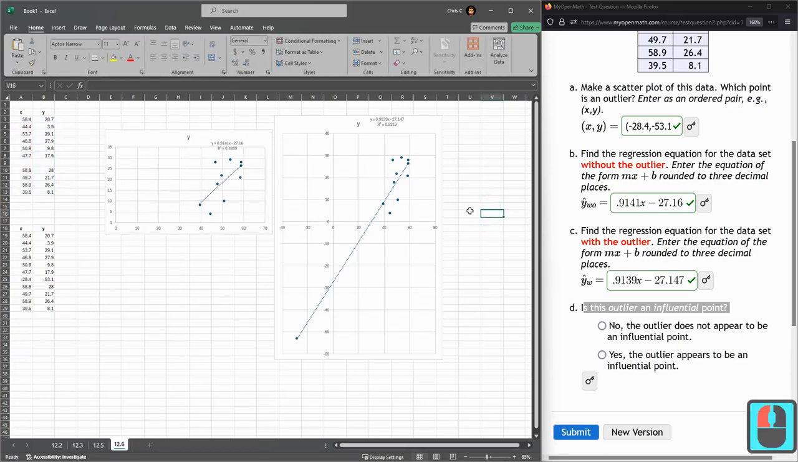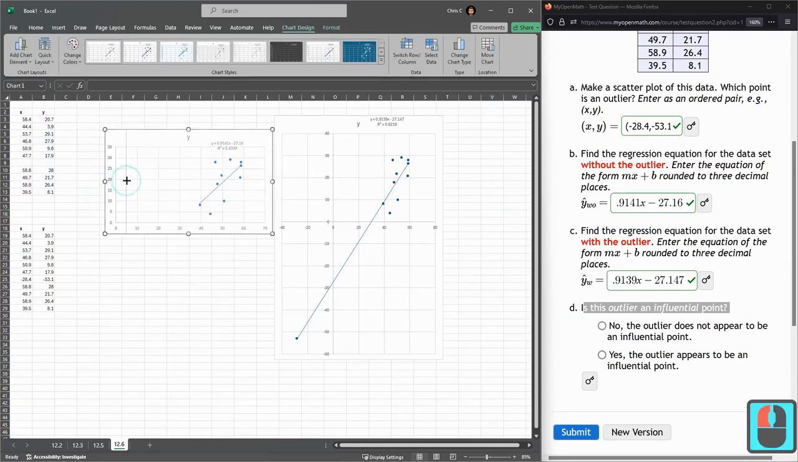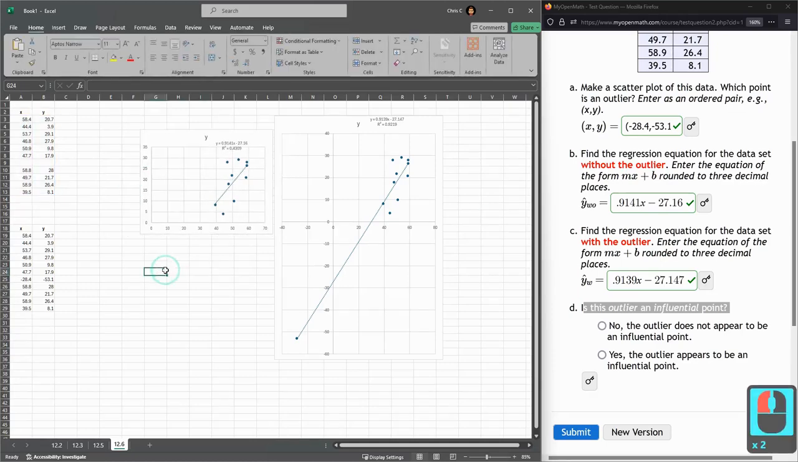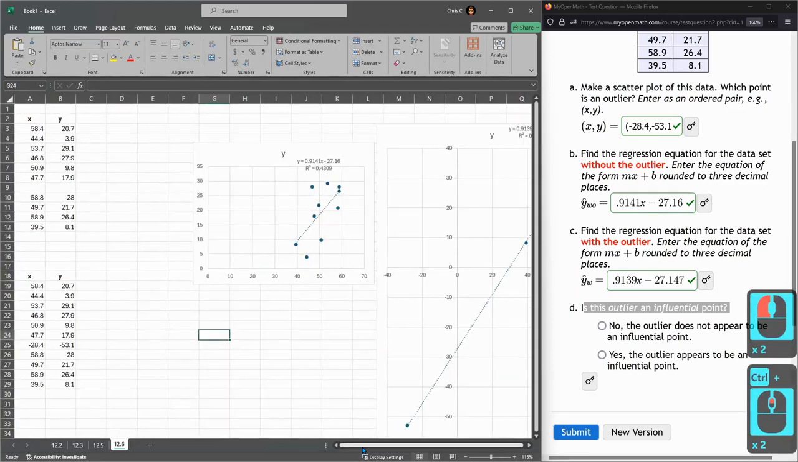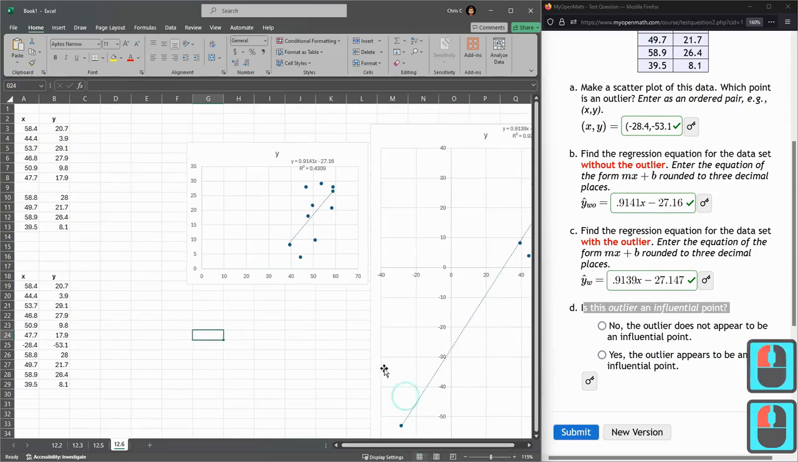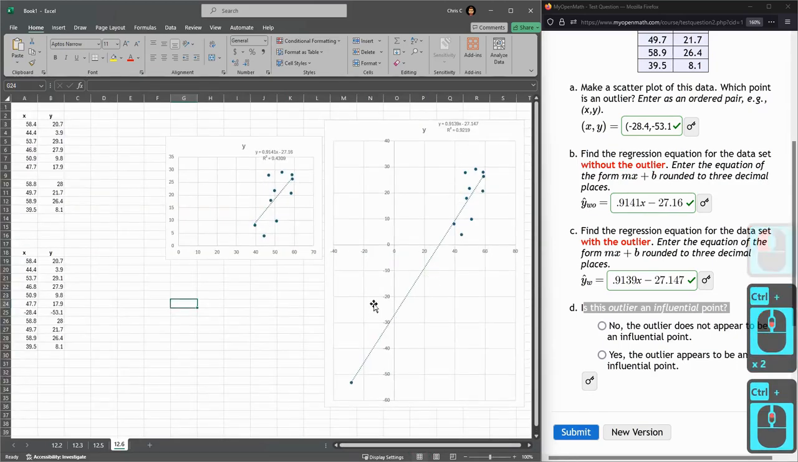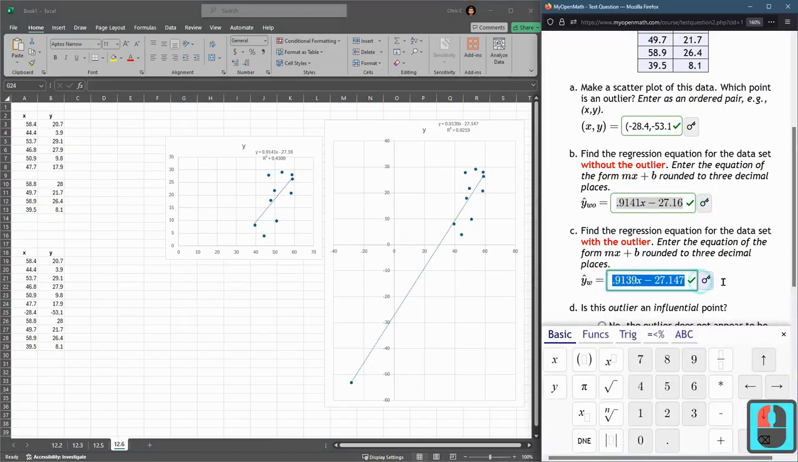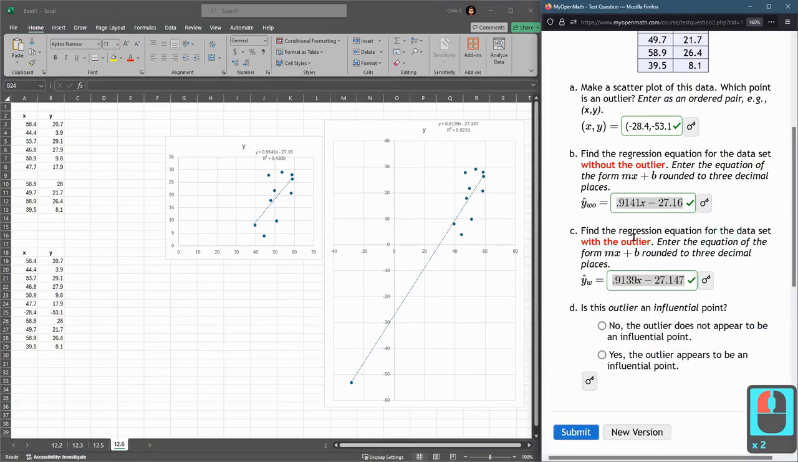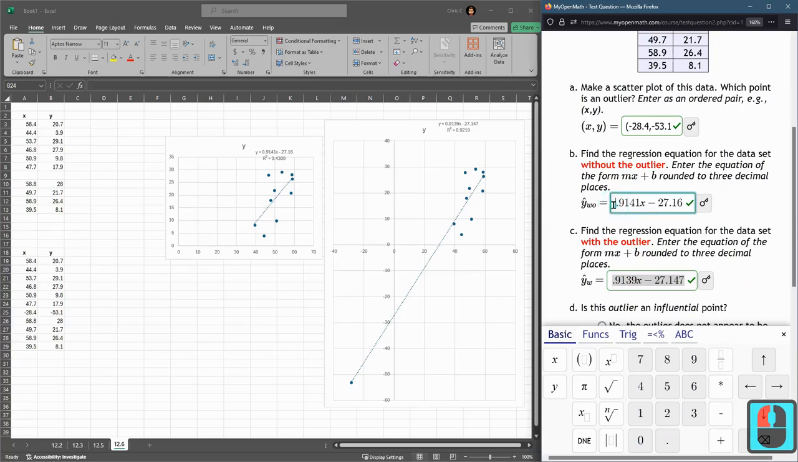There we go. One of these is wider than the other one. All right, so I think I have them in a pretty similar scale here. If I look carefully, that line didn't change very much, and I can actually see right here, it changed, but not much. 0.9141, 0.9139, that's pretty close. Y-intercept didn't change much either.